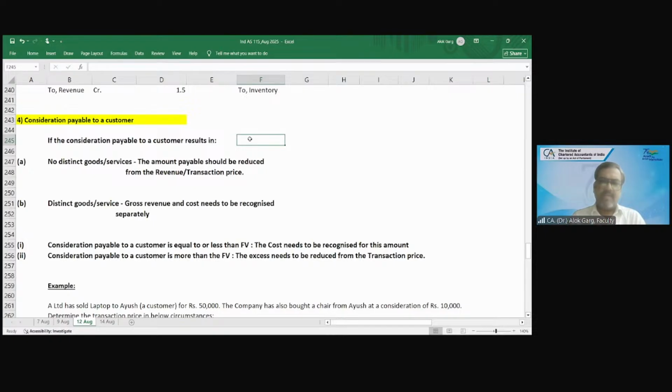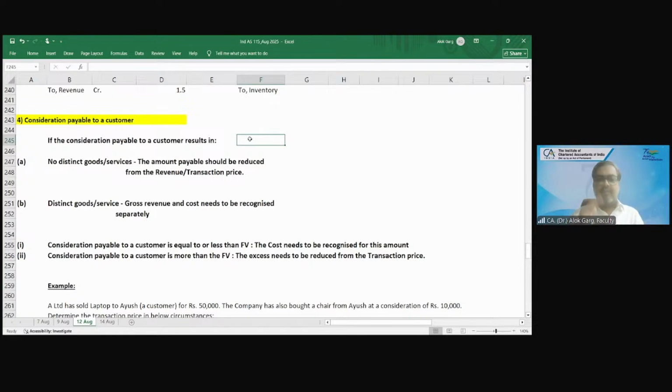Yes, sir. In this case, we reduce that discount, then 9,000 will be the revenue. So the standard says that if the consideration payable to a customer results in no distinct goods and services, then the amount payable should be reduced from the revenue or the transaction price.